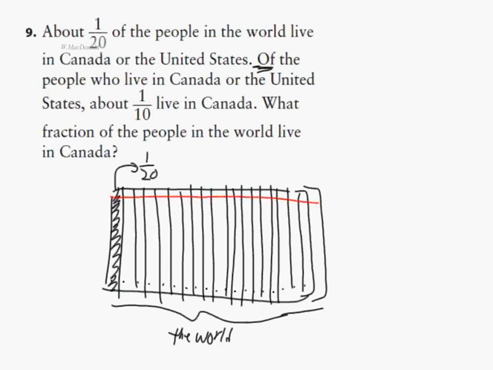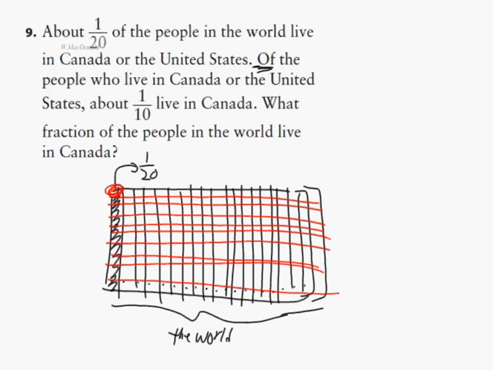So I'm going to cut this into 10 parts. 1, 2, 3, 4, 5, 6, 7, 8, 9 lines. Well, that's way off in the middle there, but whatever. This one right here is 1/10 of 1/20th. And if you counted the number of squares in there, if they were half decently drawn, you would find that only 1 out of 200, that is 1 square right there, that's Canada.